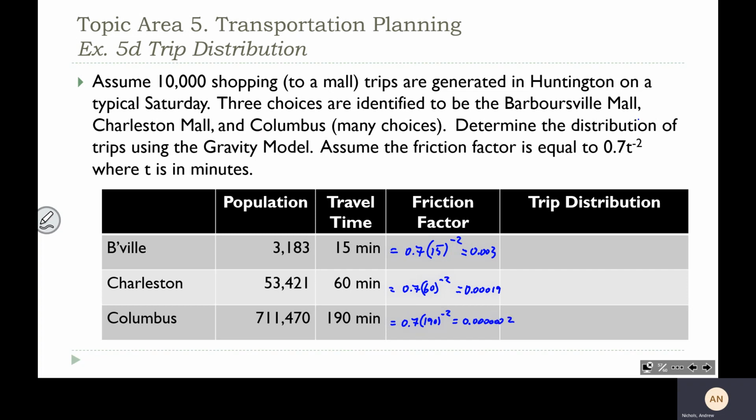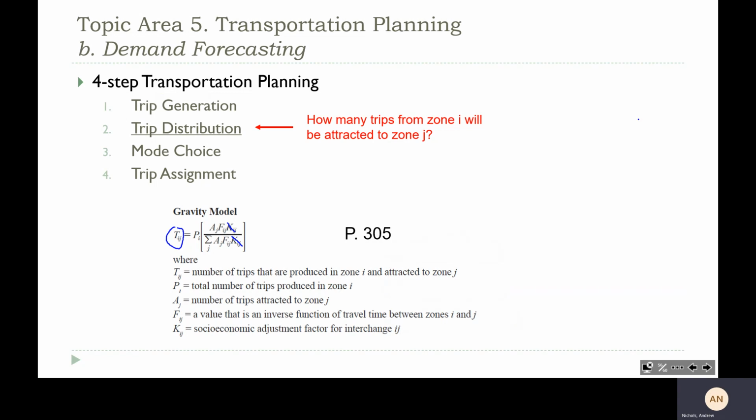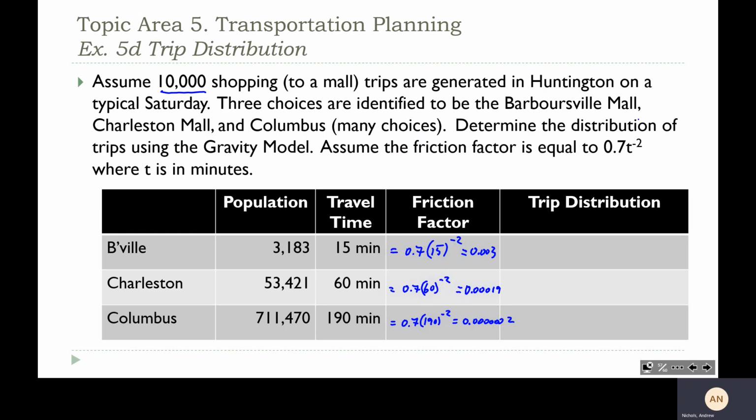We'll put a 2. So the trip distribution, jumping back to the gravity model, we have a total of 10,000 shopping trips that we're going to distribute between these 3 areas. So we're solving for T, we know P. The attractions we're going to assume are related to the population, and then we just calculated the friction factor. So for this first one, we're going to have 10,000, and then we're just scaling. So this one would be 3183 times the friction factor of 0.003. And then the denominator is going to be the sum of all 3 of those.